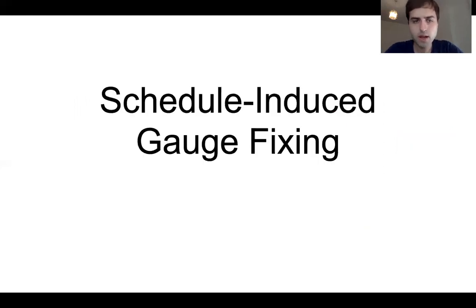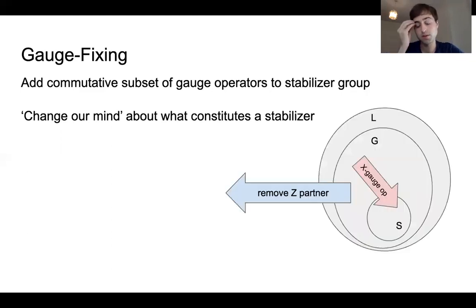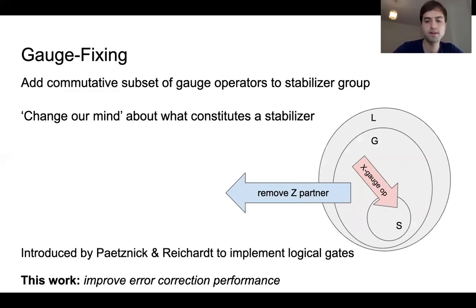So I'll now explain schedule-induced gauge fixing, which is a technique that we introduced to improve the thresholds of subsystem codes. Gauge fixing is when you add a commuting subset of gauge operators to the stabilizer group. Essentially, you change your mind about what constitutes a stabilizer. So for example, you can add an X gauge operator from the gauge group into the stabilizer group, and then remove the Z gauge operators which anti-commute with it from the gauge group. It was originally introduced to implement logical gates. But in our work, we use it to improve the error correction performance of subsystem codes.